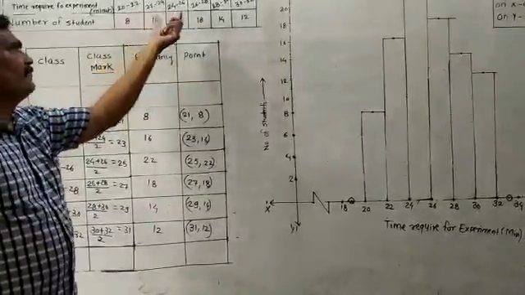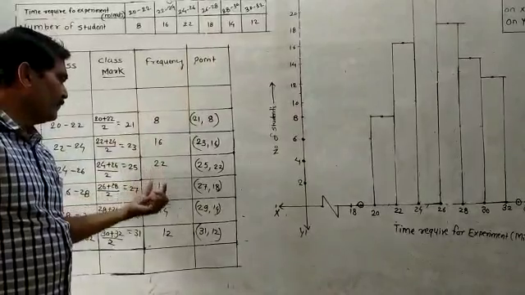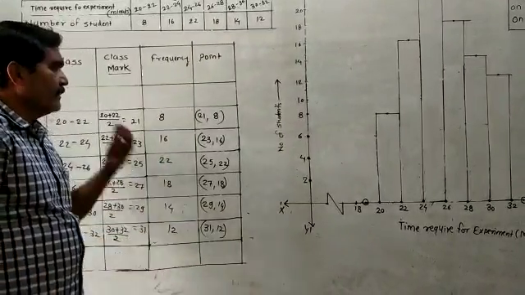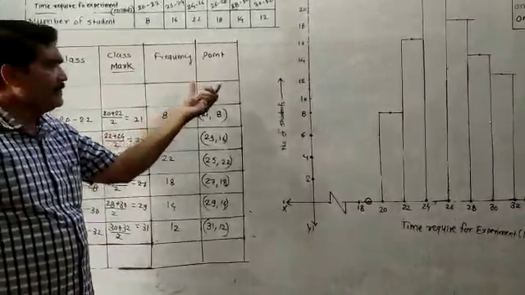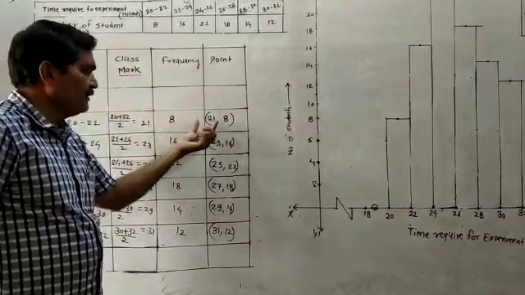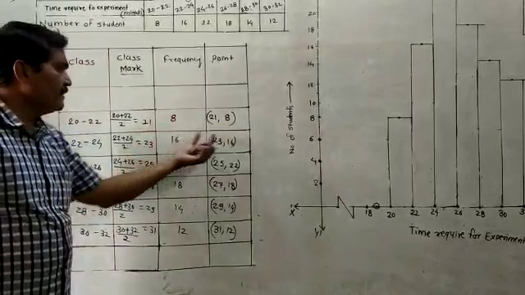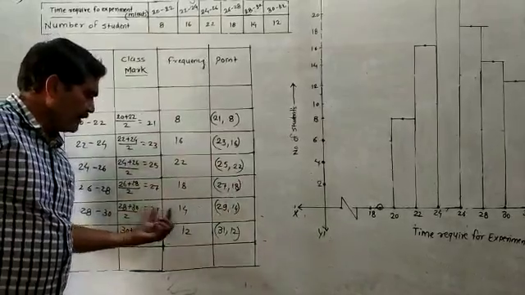Frequency is 8, 16, 22, 18, 14 and 12. Then while drawing the frequency polygon, you have to plot the graph of class mark versus frequency. So I will write the points: 21, 8; 23, 16; 25, 22; 27, 18; 29, 14; and 31, 12.